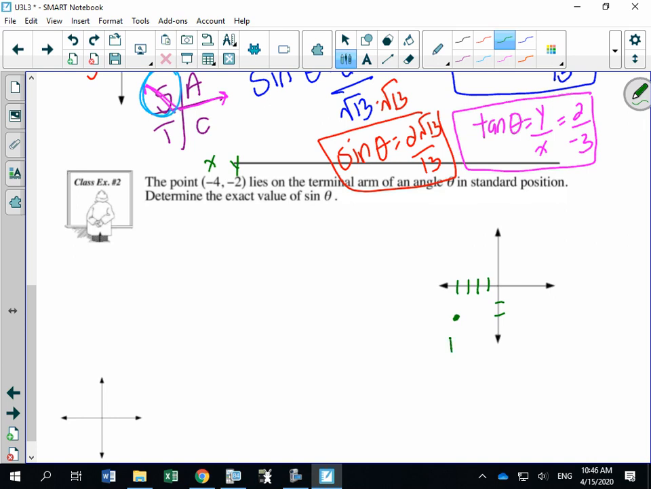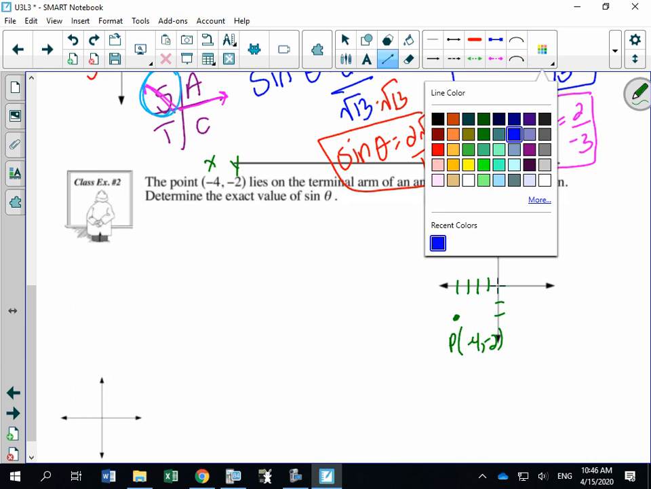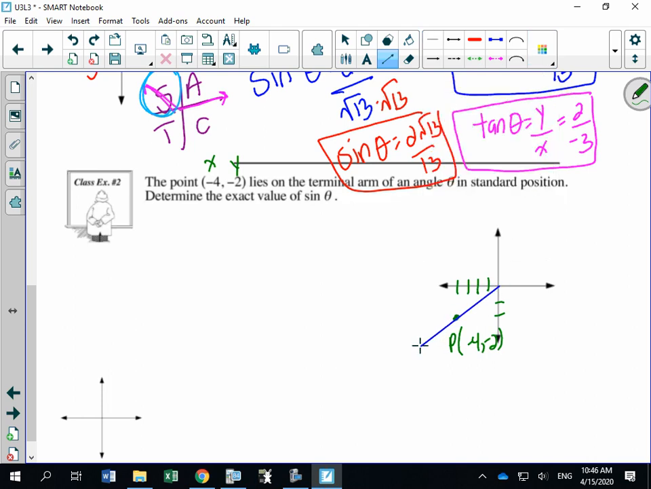There's my point. So that point is (-4, -2). Always use a ruler to draw a line going through your origin and through that point. From there, we always draw our acute triangle. So from your point, go a vertical line to your x-axis. There's my acute triangle.